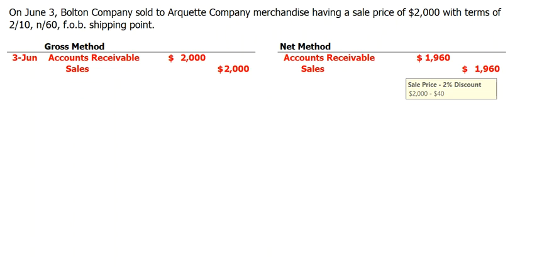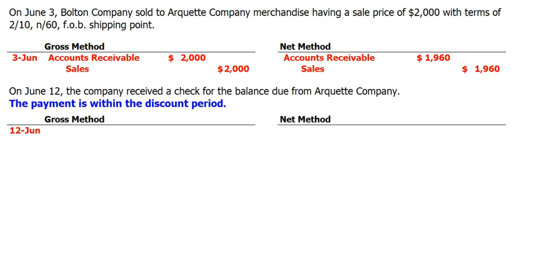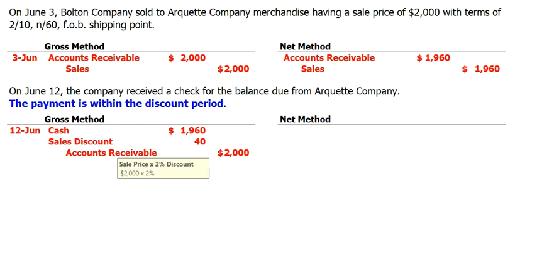Now let's go ahead and look at subsequent entries when Arquette makes payments. If the Arquette Company makes the payment on June 12th, that's within the discount period, and they will be entitled to a $40 cash discount. They will remit to the Bolton Company $1,960 in cash, but the Bolton Company needs to remove the entire accounts receivable from its books and will credit accounts receivable for $2,000. The $40 difference will be recorded as a sales discount.